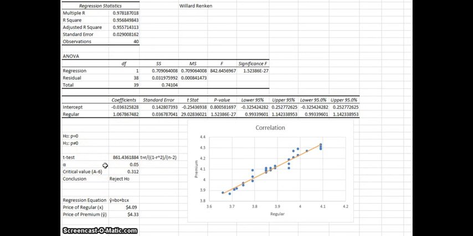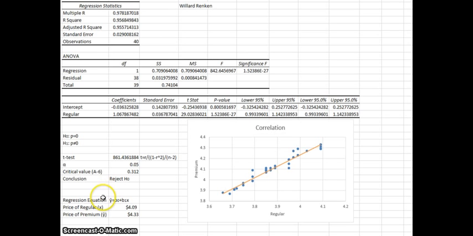We compared this to the critical value for an alpha of 0.05 and degrees of freedom 38. The critical value found using those is here. Since the t-test statistic is larger than the critical value, we can reject H0 and conclude that there is sufficient evidence to support the claim of linear correlation.